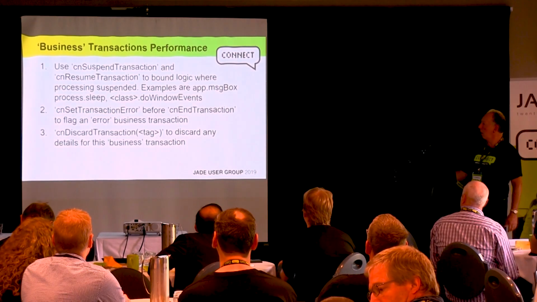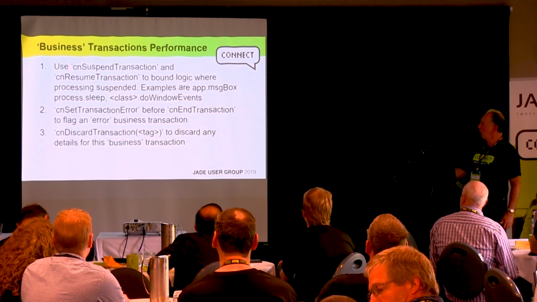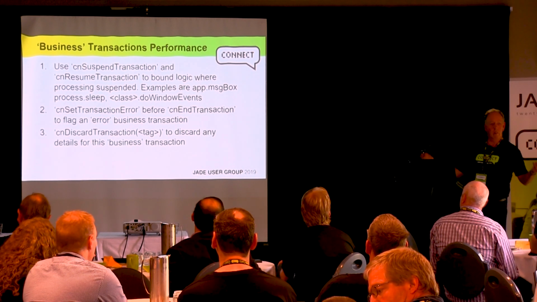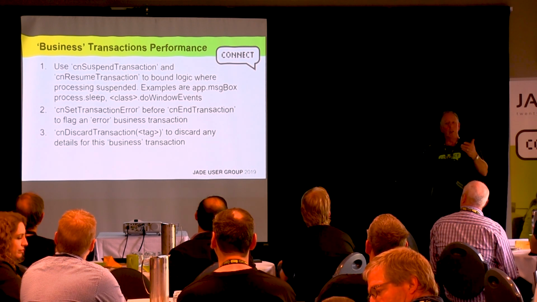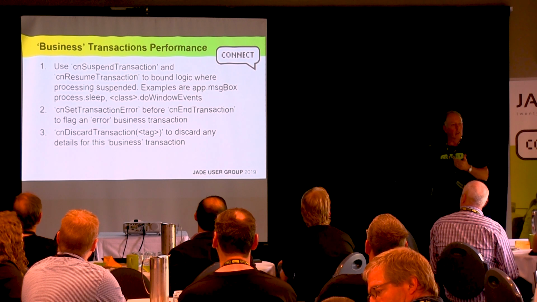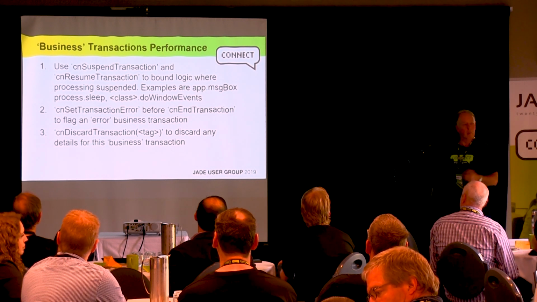So what you want to do is bound that code with a CNN suspend transaction before where you suspend, and a CNN resume transaction that basically turns the elapsed timer off for that period of time. So you're getting a true picture of what resources your click event took, or whatever the business transaction is.